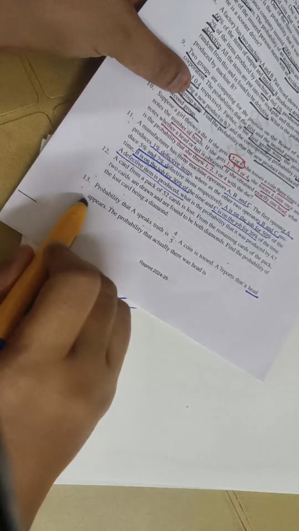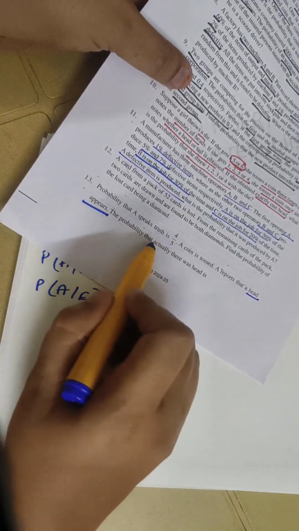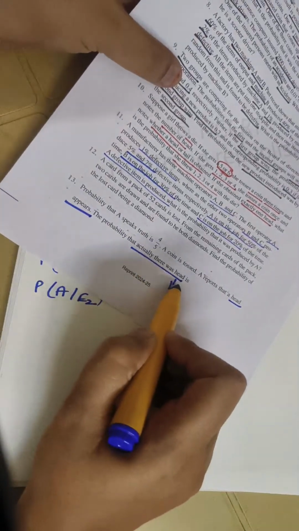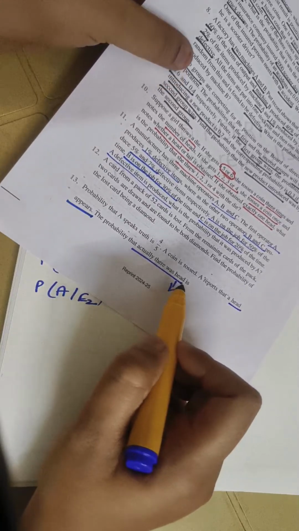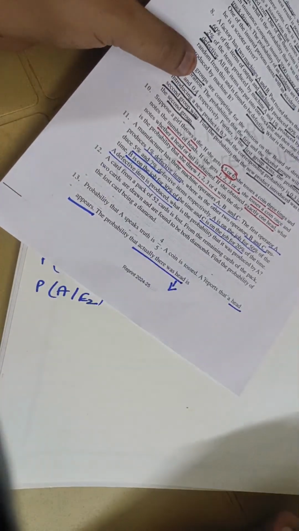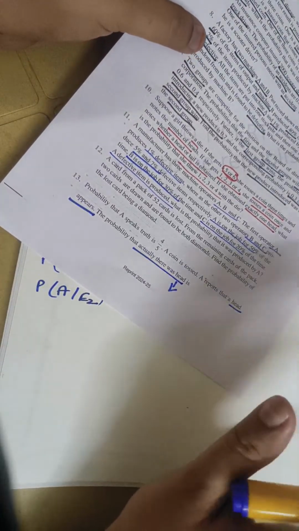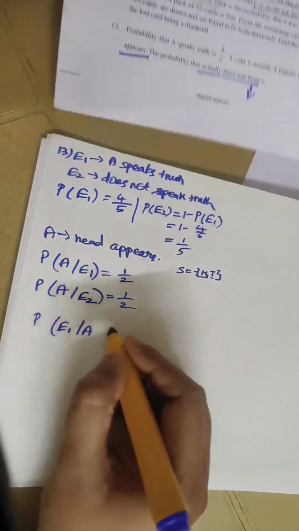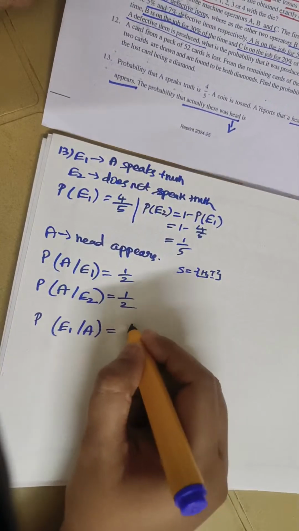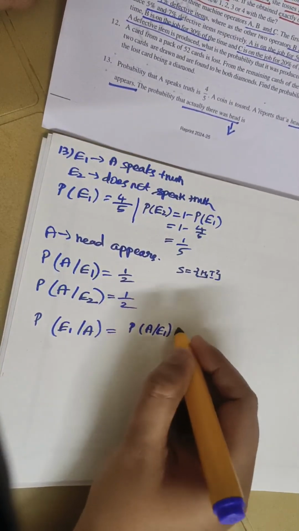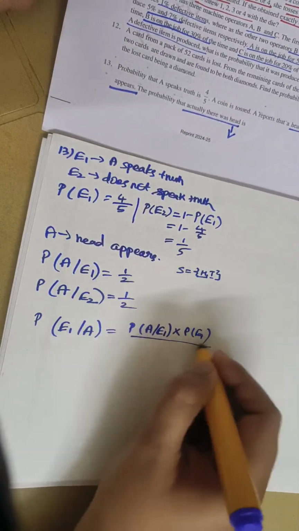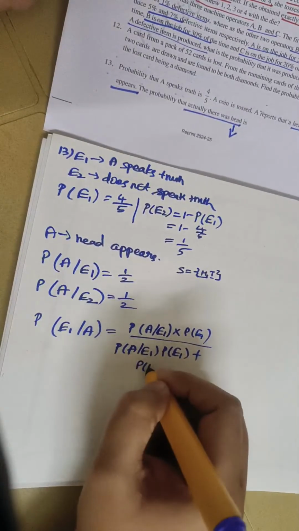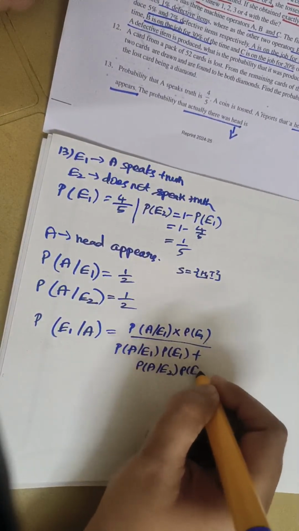A reports a head appears, the probability that actually there was a head. What we have to find is that he's saying the truth, isn't it? Actually head is tossed there. So that is actually head and he's speaking the truth. That's what we have for E1. So P of A slash E1 into P of E1 by P of A slash E1 into P of E1 plus P of A slash E2 into P of E2.